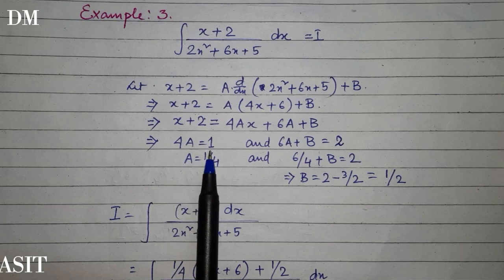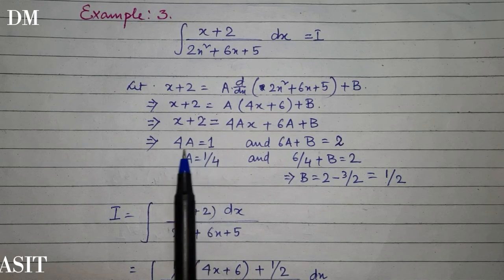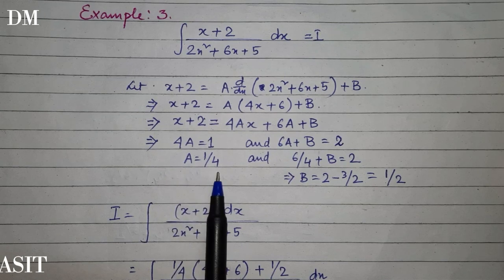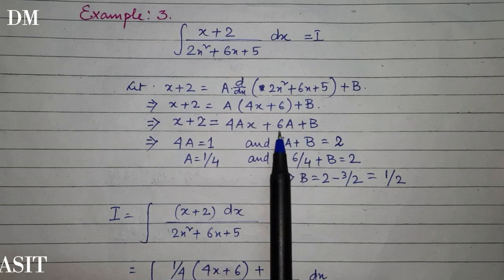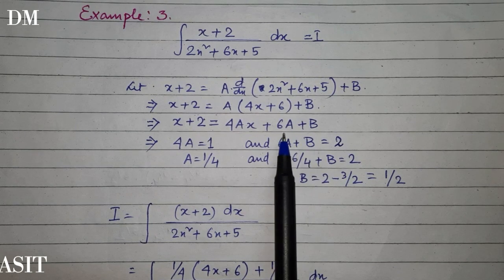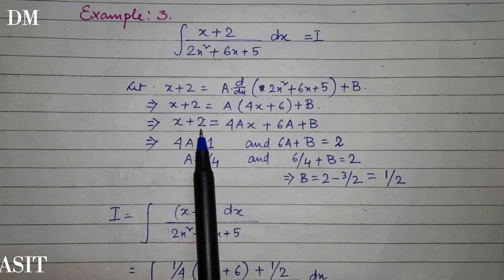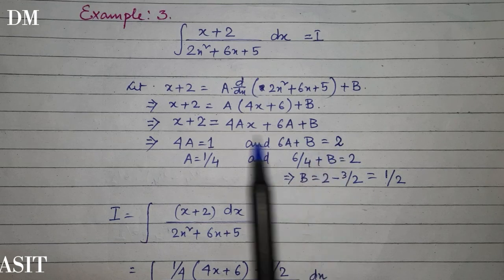So therefore 4a equals 1. So from there we can find the value of a as 1 by 4. And now compare the constant terms. This is 6a plus b, the entire thing is the constant term, and here the constant term is 2. So if we compare, we can write 6a plus b should be equal to 2.